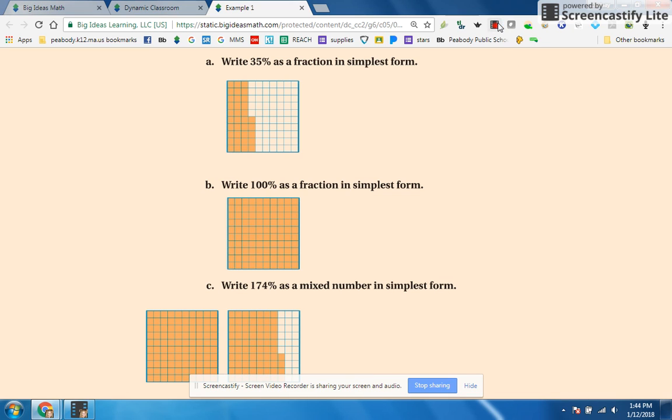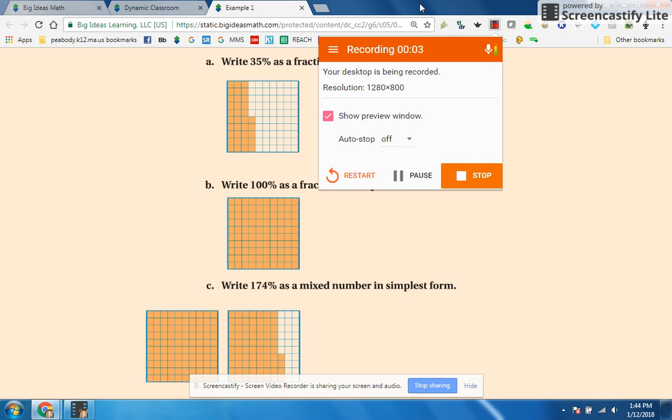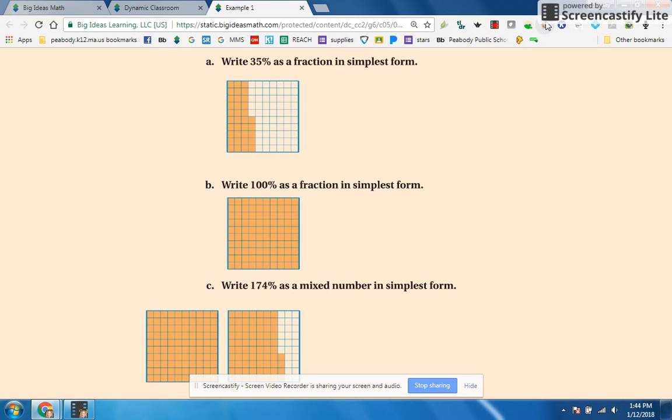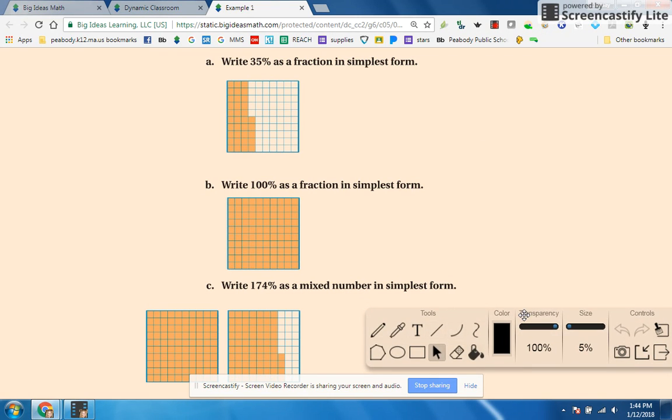So let's try some examples based on what you guys just did in the notes. So let's take a look. I'm just going to move this down here. The first one says write 35% as a fraction in simplest form. You don't have to do this one. I want you to just watch.